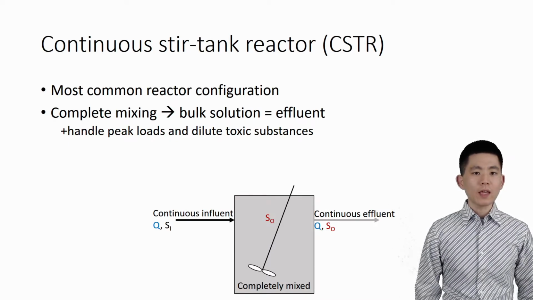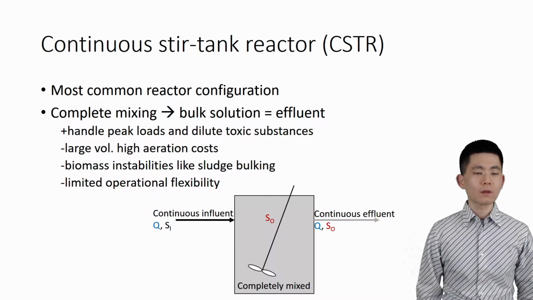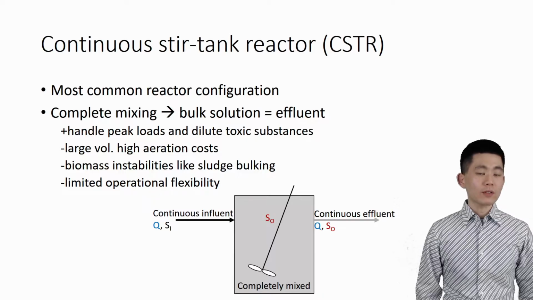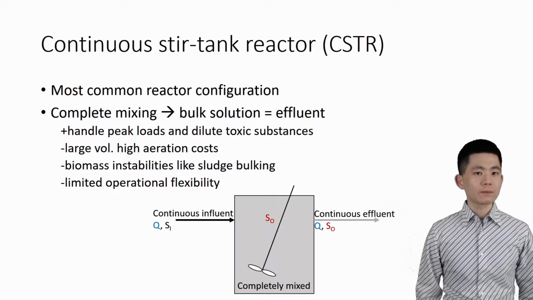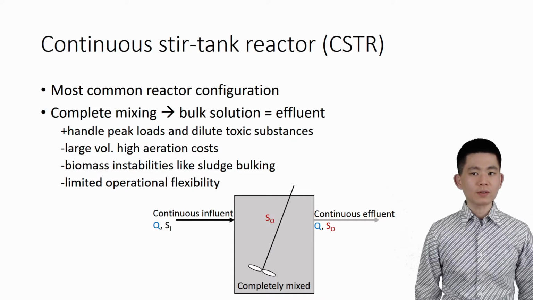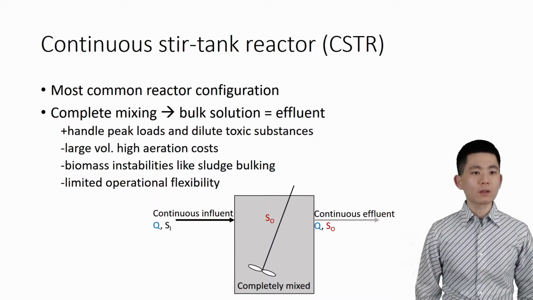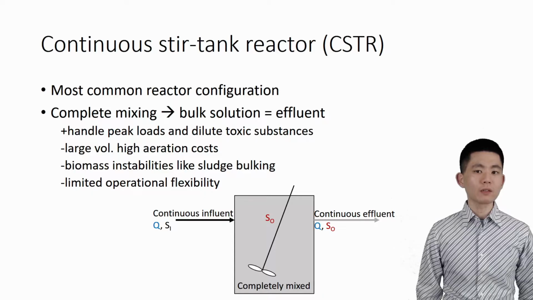As a result, it can handle peak loads of organic matter and toxic compounds. But the low substrate concentration in the reactor also results in slow microbial growth and substrate consumption rate. This leads to a large reactor and high aeration cost. The low substrate concentration also favors microorganisms that are responsible for sludge bulking, like the filamentous bacteria. CSTR also offers limited operational flexibility.